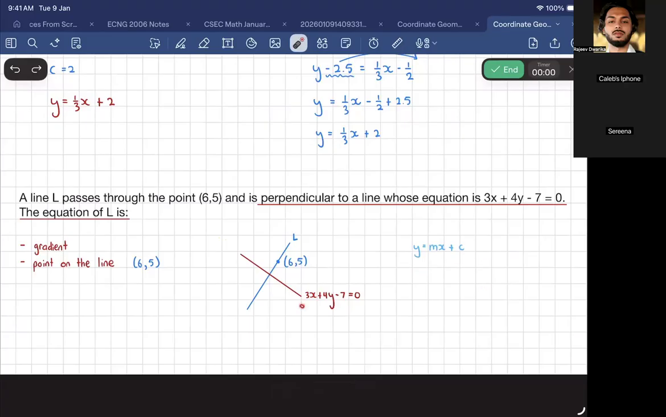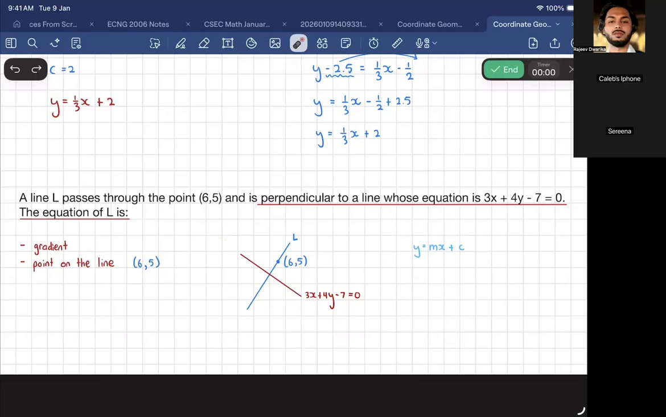So what do you think you should do with this form? Right now it's kind of useless to us, but what could we do with it to make it useful? Make y the subject. Exactly. Make y the subject and then you could read off what from it? M is 3. You could pull out m.